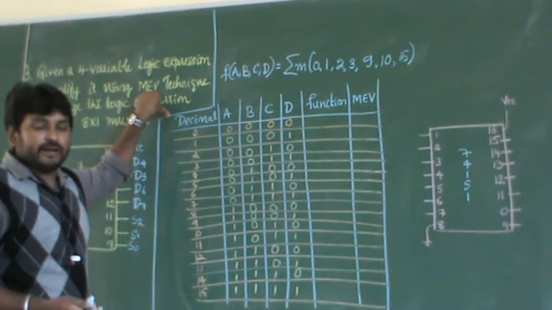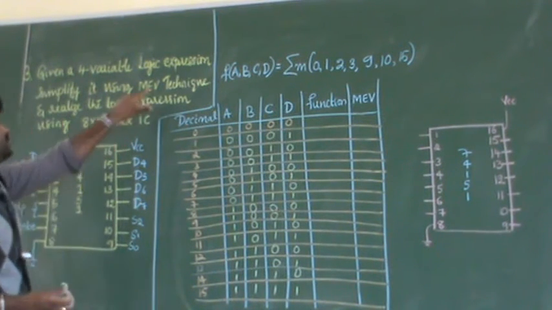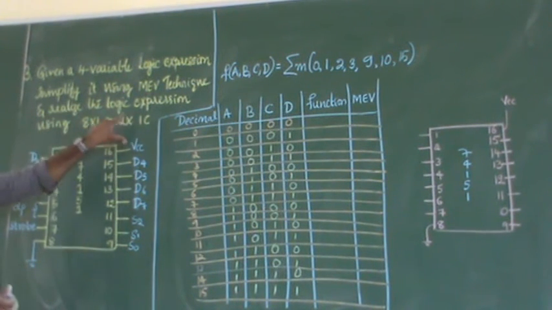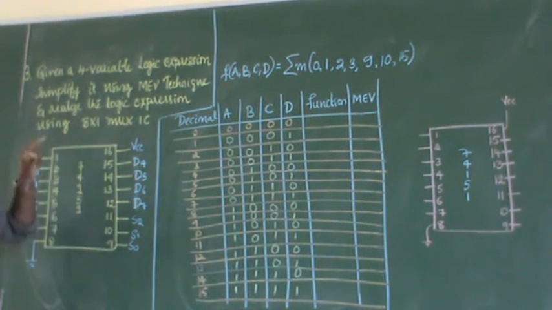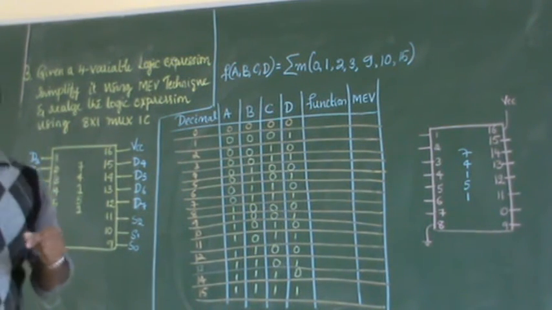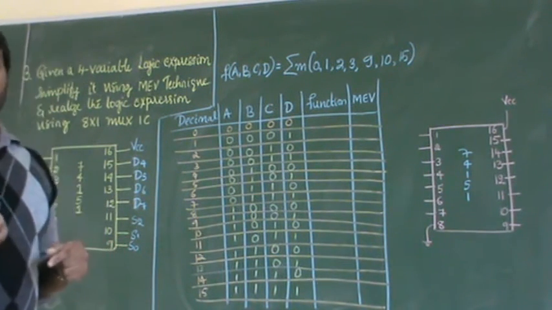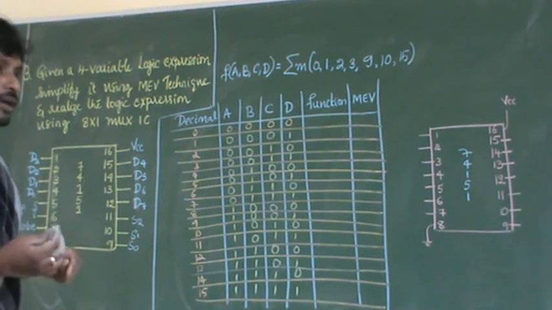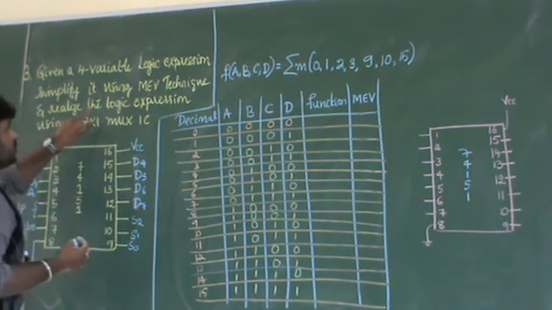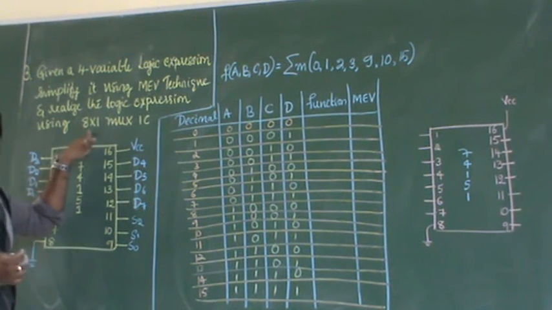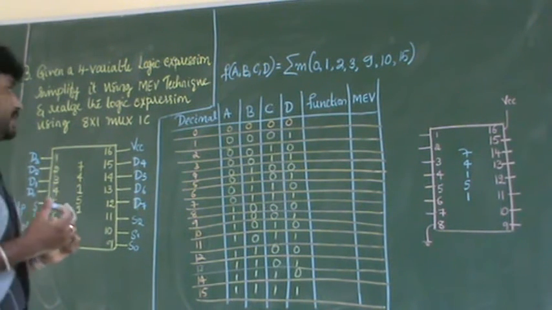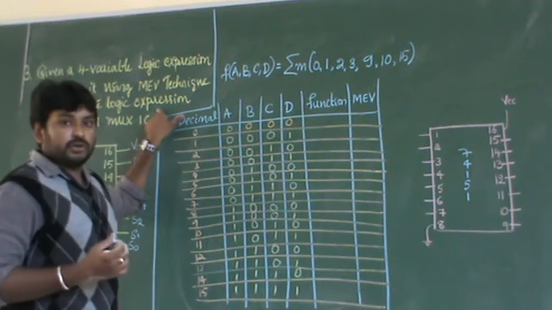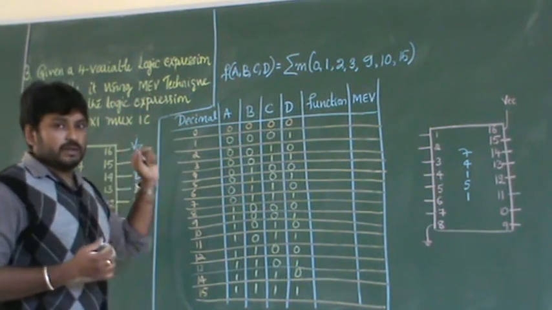You know how to simplify it by making use of the MEV technique, isn't it? And realize the expression using the 8x1 box. Just read the question properly. In the first two experiments, you were supposed to realize the expression by making use of the basic gates. But here, realize the logic expression by making use of the 8x1 box. So they are specifying you to use the 8x1 box in order to realize the expression you have got by making use of the MEV technique.